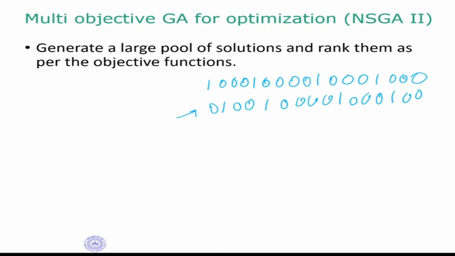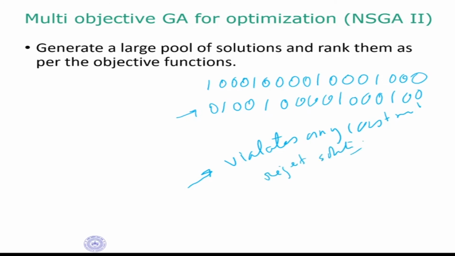Then it evaluates the objective functions with the constraints. Suppose it violates a constraint. For example, what is the constraint? If the accessibility angle is not 0, that means the object can still escape, then it will reject that solution.